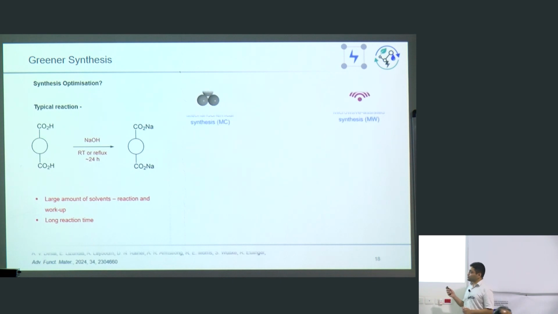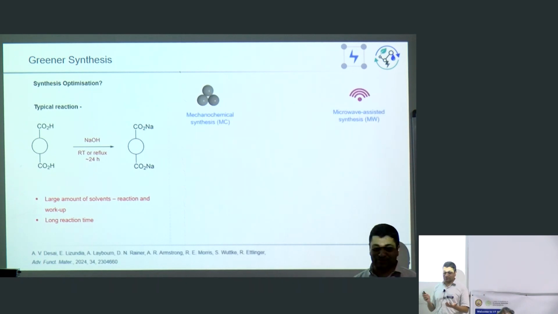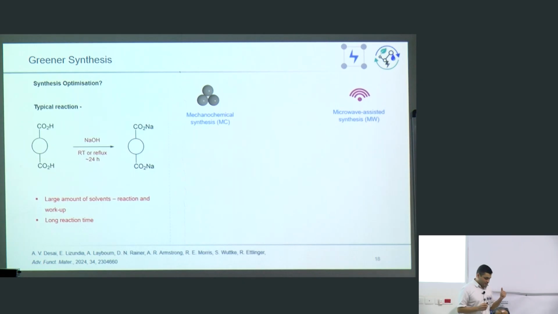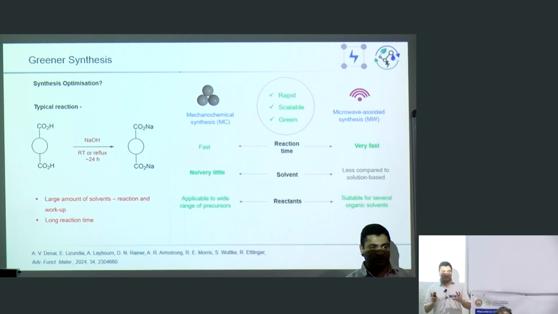But what people can do is look at greener synthesis methods. Two synthesis methods that I'll focus on today are mechanochemistry and microwave synthesis. Both of them fall under this umbrella of green synthesis, right? And both of them have got their own benefits.